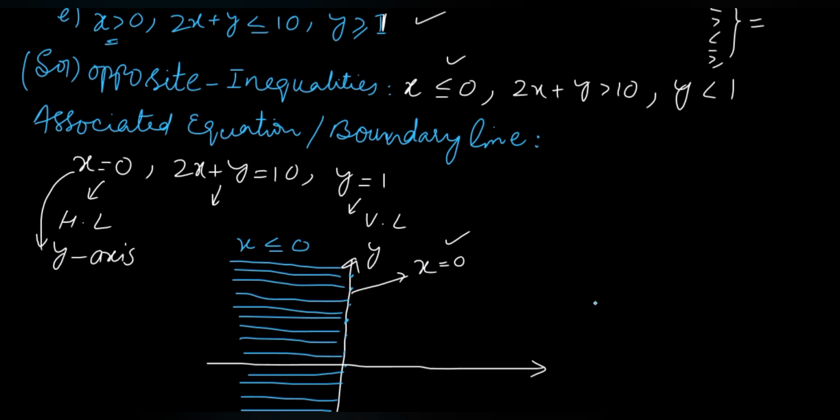The next one is y is equal to 1. This is a vertical line. This is a, sorry, I explained here wrong. X is equal to 0 is actually a vertical line. This is a vertical line, sorry, and y is equal to 1 is actually a horizontal line, sorry. This will be a horizontal line here.